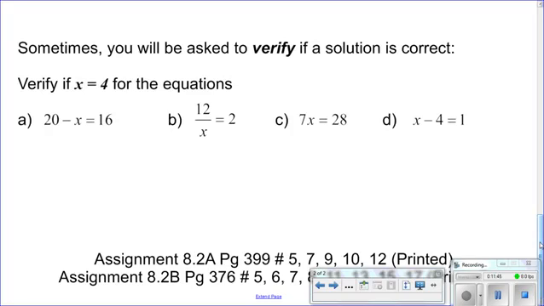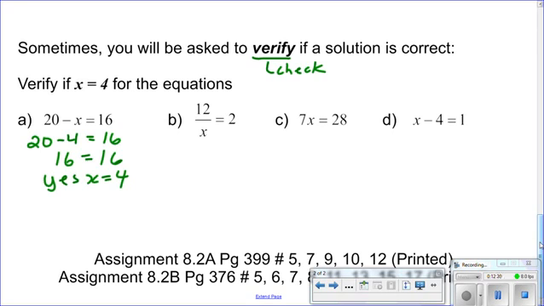So sometimes you'll be asked to verify if a solution is correct. Verify is a fancy word for checking your answer. Okay? On a couple of the examples on the first page, we checked them. I'm going to show you how we could check. So this question says verify if x equals 4 for the equation. So basically, is that the right answer? So what we're going to do is every time we see an x, we replace it with the possible answer, so 4. So instead of 20 minus x equals 16, 20 minus 4 equals 16. And then I actually solve it. I go 20, take away 4: 19, 18, 17, 16. Yeah, 16 equals 16. So yes, x equals 4 for this equation.